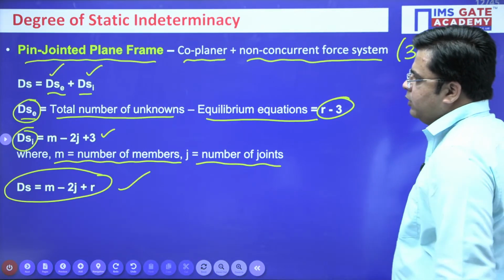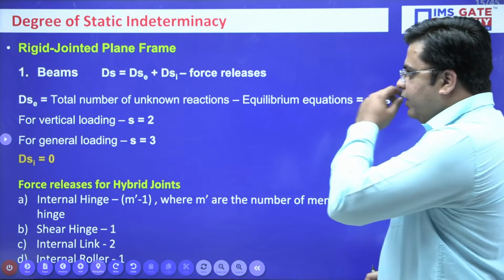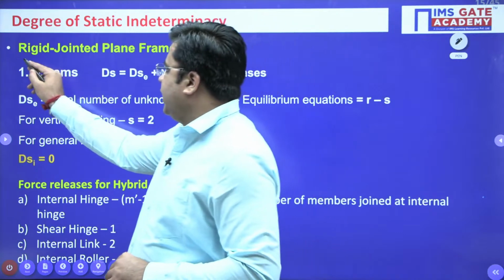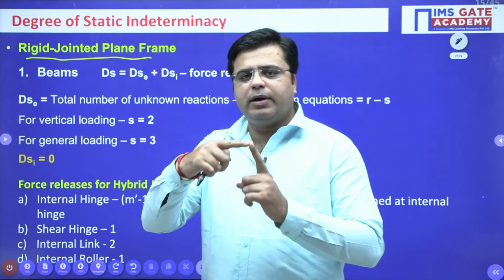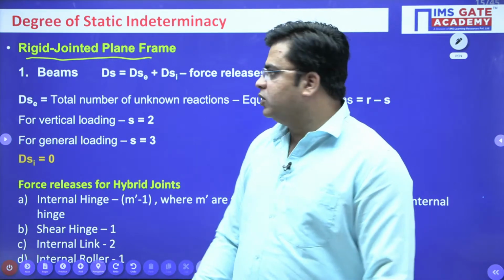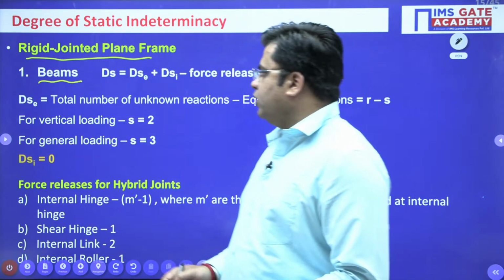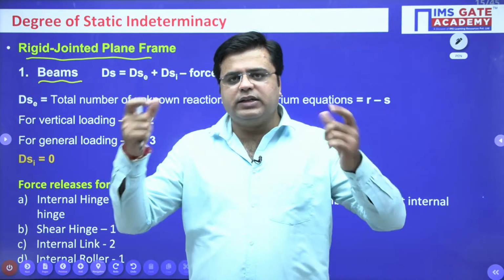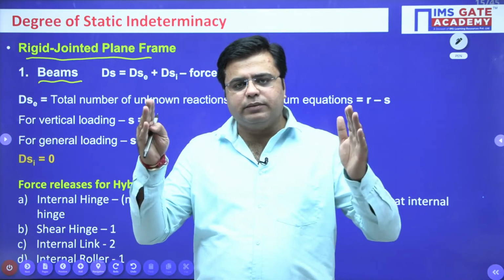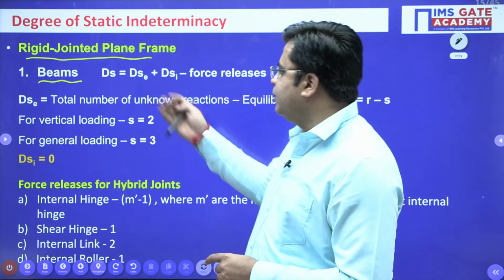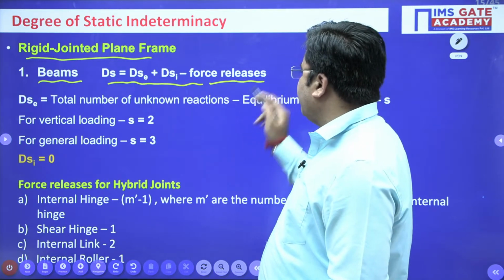Next, now we are talking about the rigid jointed plane frames. As I have already told you, for rigid jointed plane frames, there is no relative motion between the members that are connected at a joint. So, for rigid jointed plane frames, the first example is your beams. We see these beams which are rigidly fixed. There is no relative motion between the beams and the columns, or the beams and the supports that we see. So, for these beams, your degree of static indeterminacy is dse plus dsi minus the number of force releases.